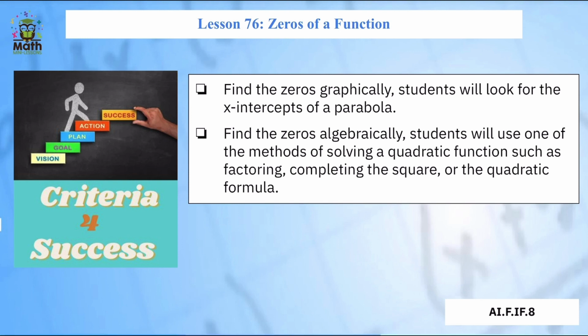Today we're finding zeros of a function. We're going to do it two ways. We're going to find the zeros graphically, pretty much just looking at a graph and finding those x-intercepts, where our parabola will touch the x-axis, or finding it algebraically using quadratic equations, factors, completing the square, all those different methods from our previous units.